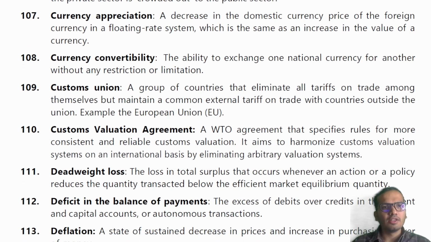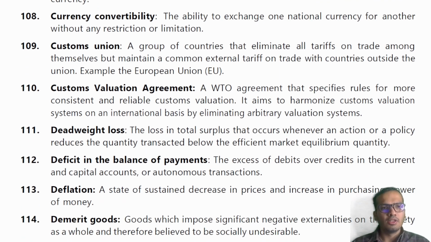Then comes currency convertibility. So the ability to exchange one nation's currency for another without any restriction or limitation. Then customs union. So a group of countries that eliminates all tariffs on trade among themselves but maintain a common external tariff on trade with countries outside the union. So example could be European Union or EU.